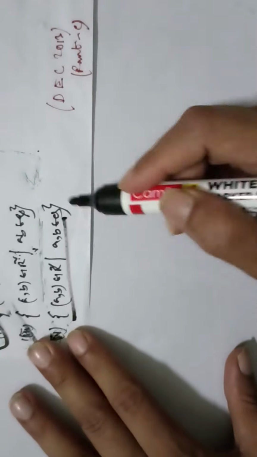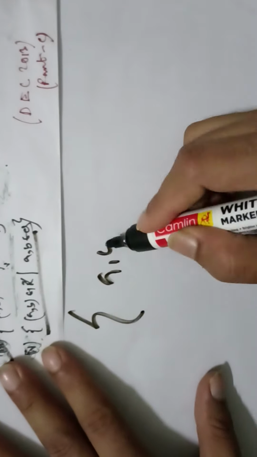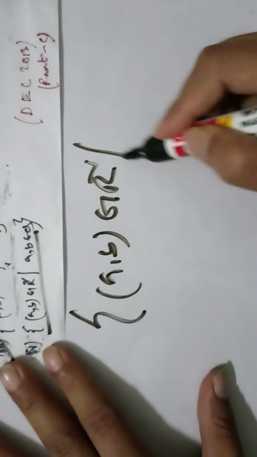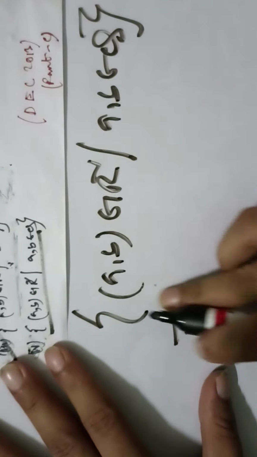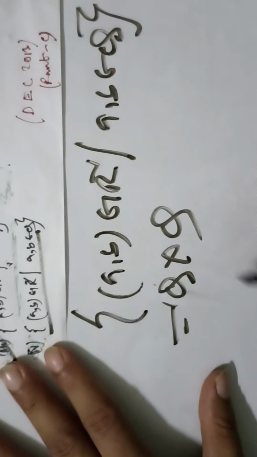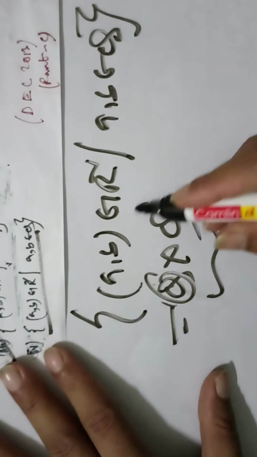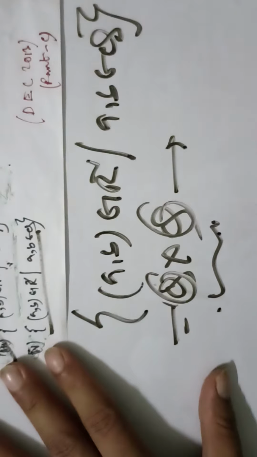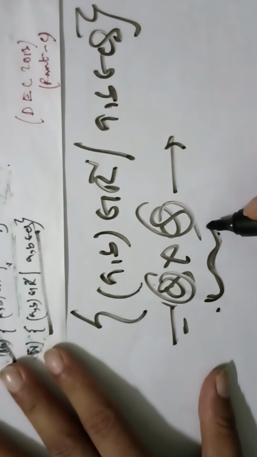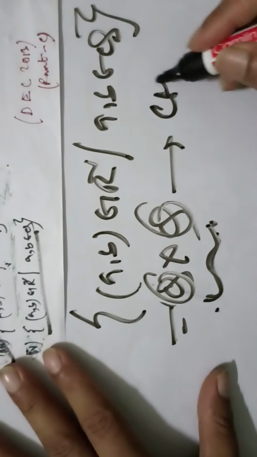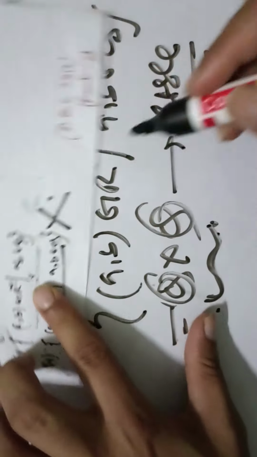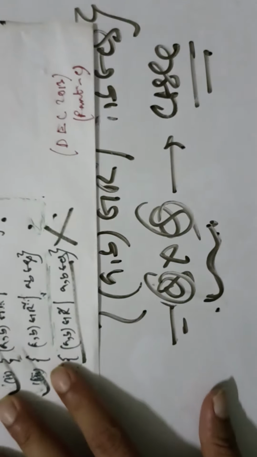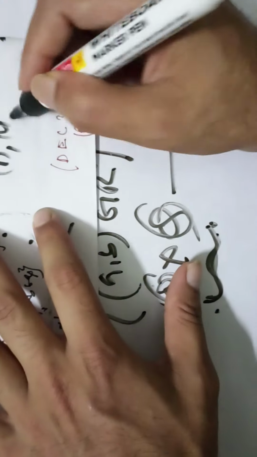Option 4, AB belongs to R2, so that A belongs to rational. You can write the set like this: Q cross Q. Q is countable. We know the cross product of countable sets is countable, so it is countable. So it is not uncountable. So in this question the correct options are 1, 2, 3.